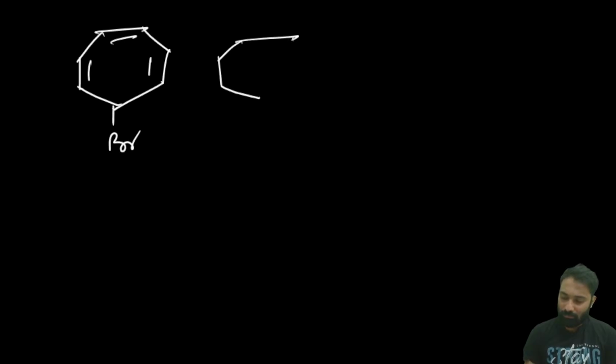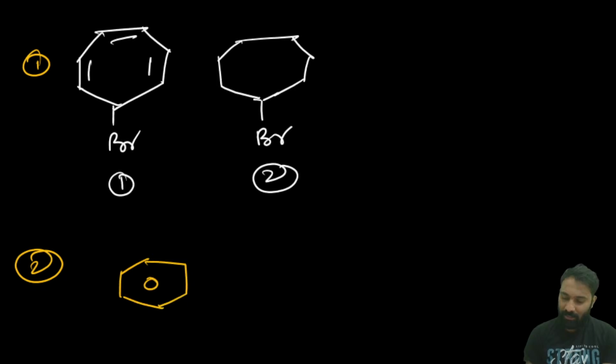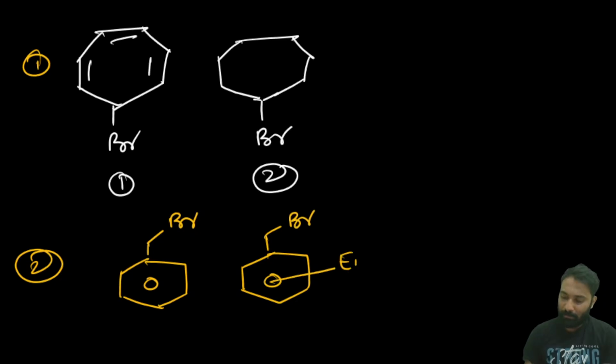Now next, suppose this one is given. Among 1 and 2, in which case will the SN1 reaction happen very fast? Why only in 1? Reason.